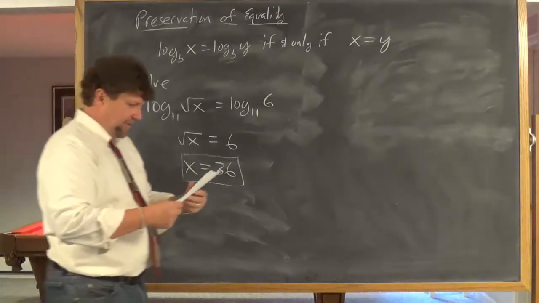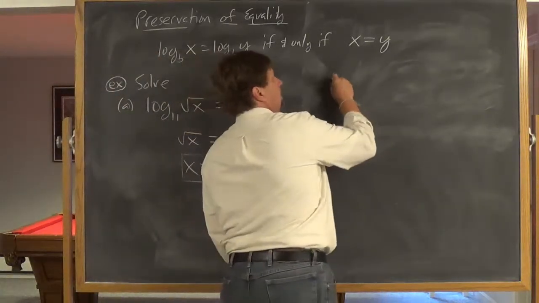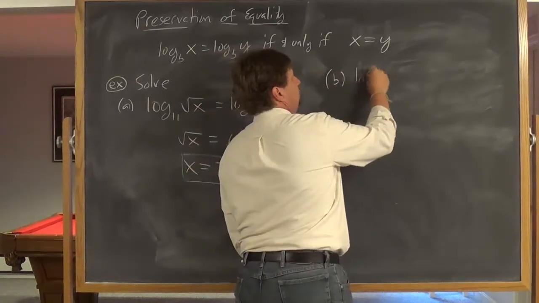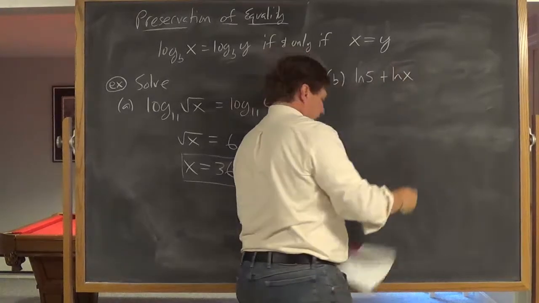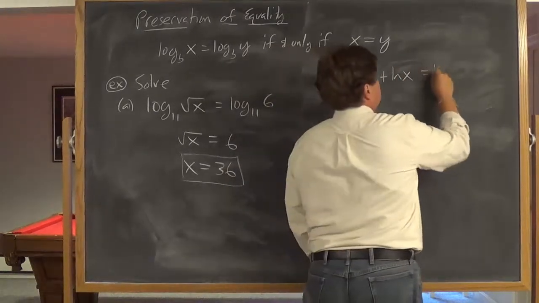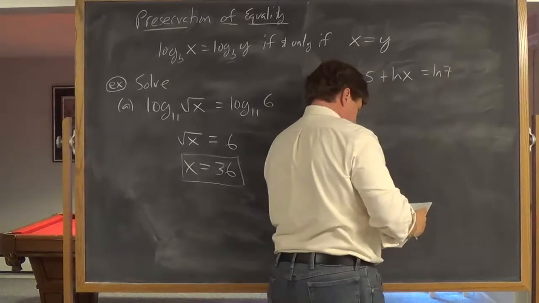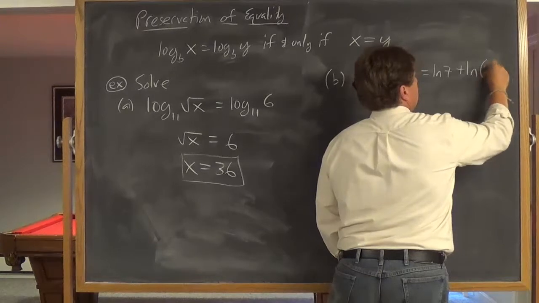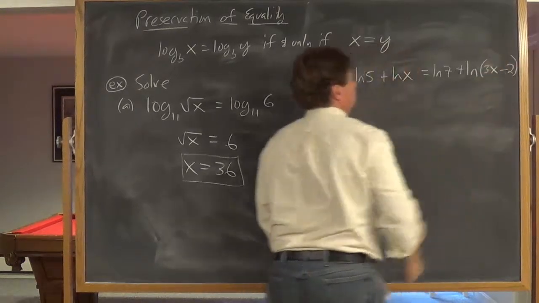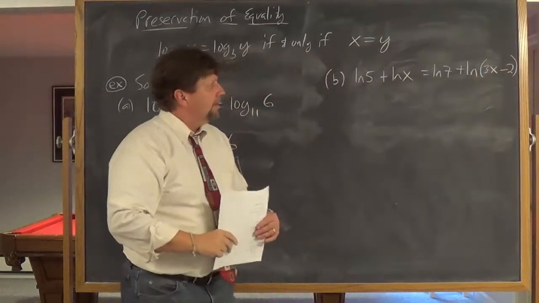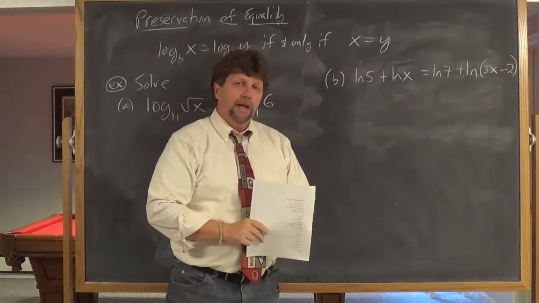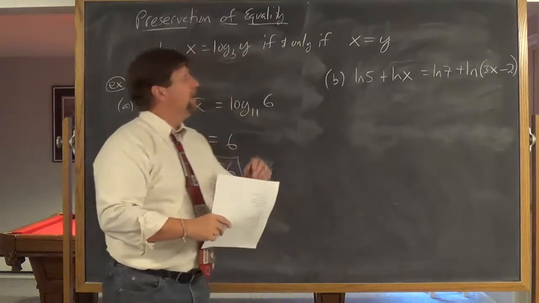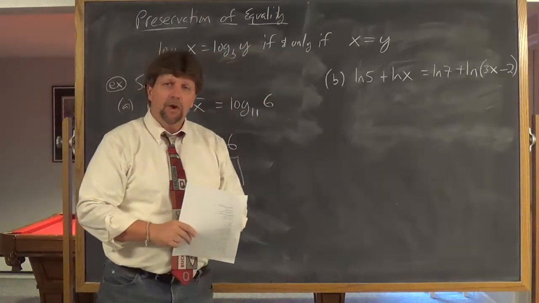Let's do another one. That one was pretty friendly. So here's a second one. Say we're asked to solve the natural log of 5 plus the natural log of x equals the natural log of 7 plus the natural log of 3x minus 2. Okay, now this one's going to take a little bit more work. We're going to have to use some of those laws of logarithms to help us get to a point where we can use our preservation of equality.